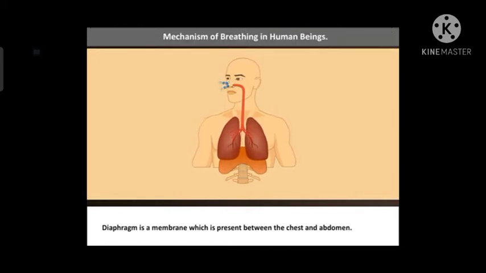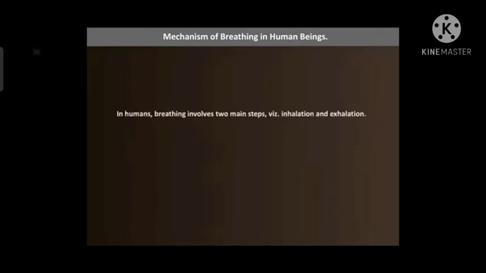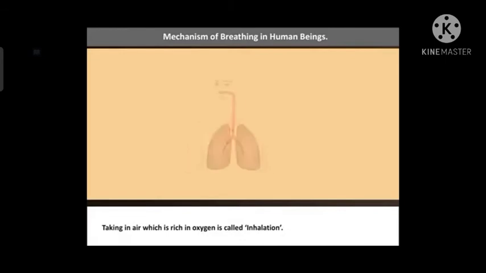Diaphragm is a membrane which is present between the chest and abdomen. The movement of diaphragm is controlled by a group of muscles. In humans, breathing involves two main steps, namely inhalation and exhalation. Taking in air which is rich in oxygen is called inhalation.